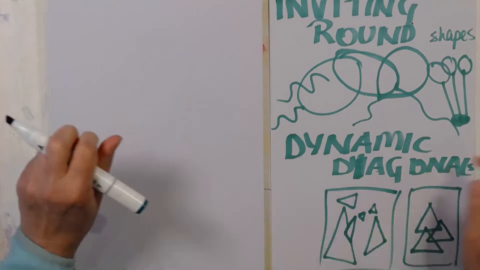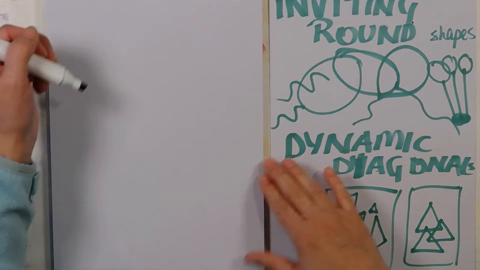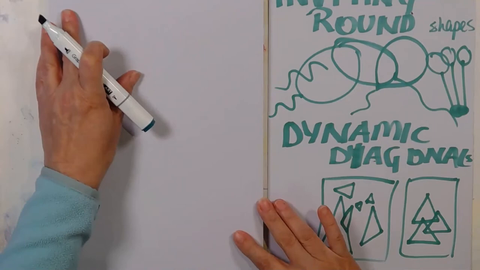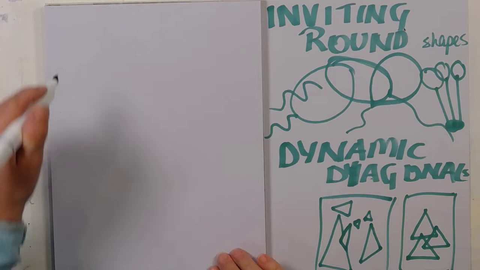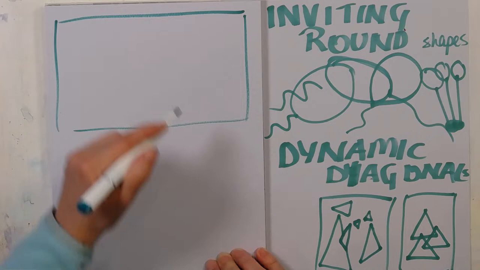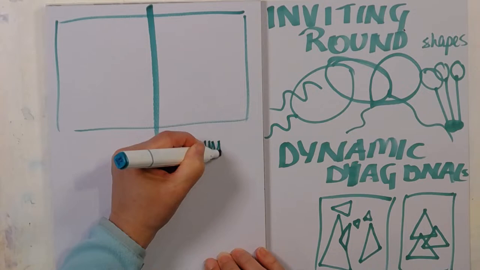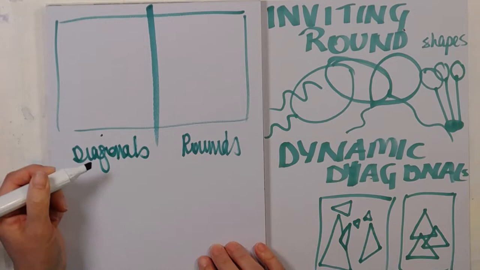Anyway, we're going to do two paintings. Oh, I thought we might do them this way, in fact. So I'm just going to design it this way so that you can see where I'm going. I'm thinking I will get a rectangular piece of paper. I will divide it into two, and on this side will be the rounds, and this side will be the diagonals. I don't have a reason for why I chose it in that order.